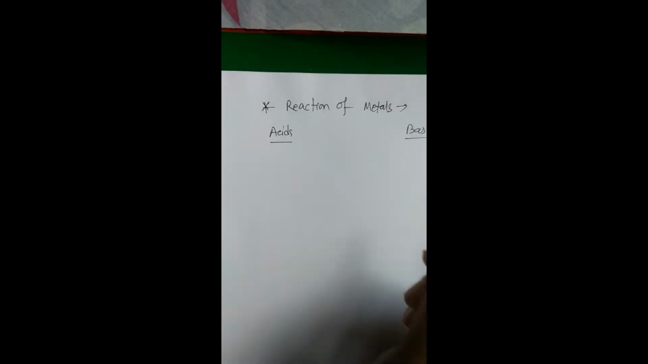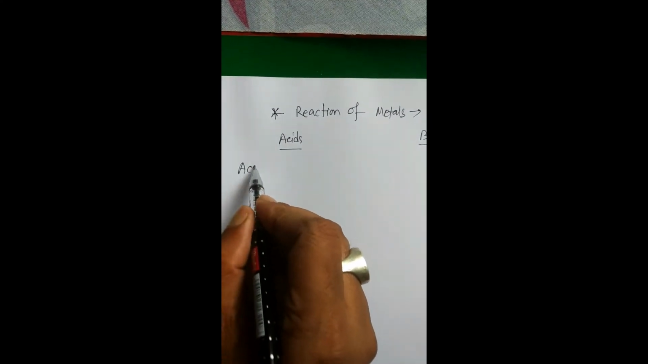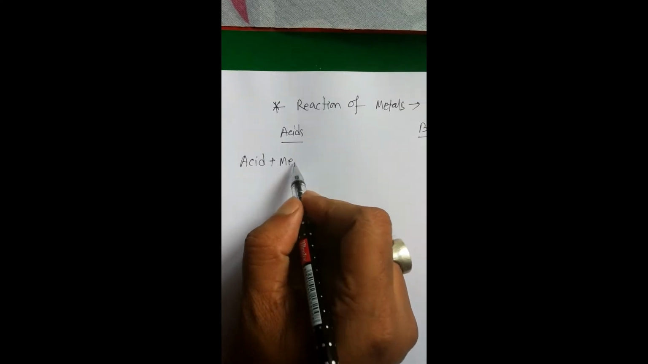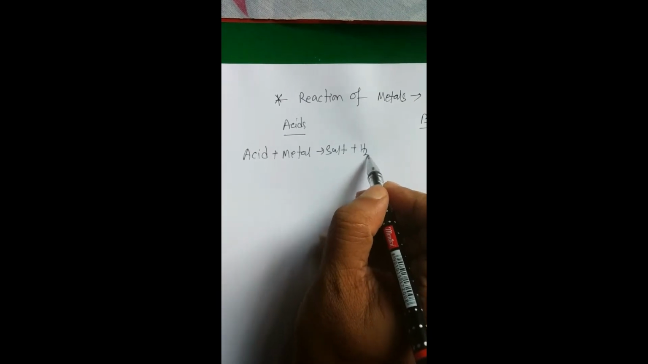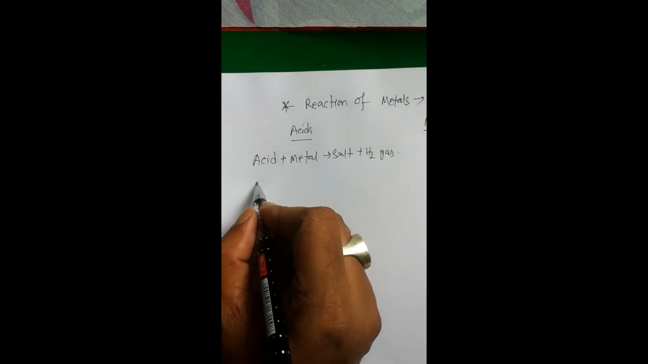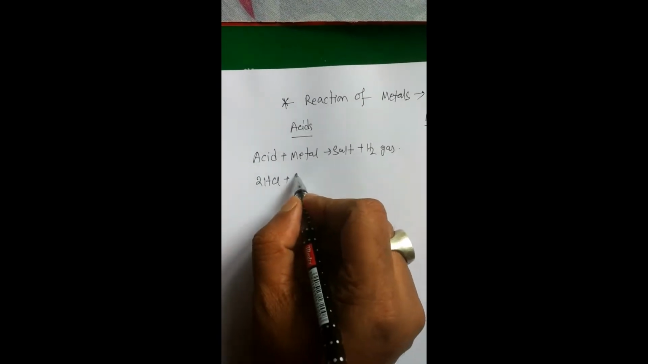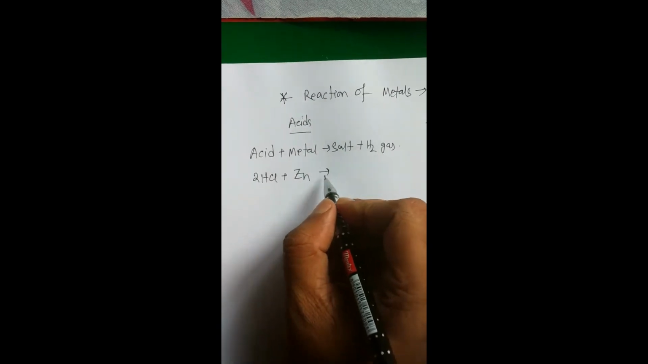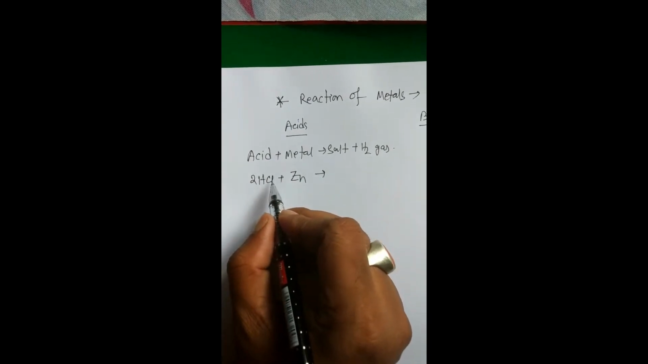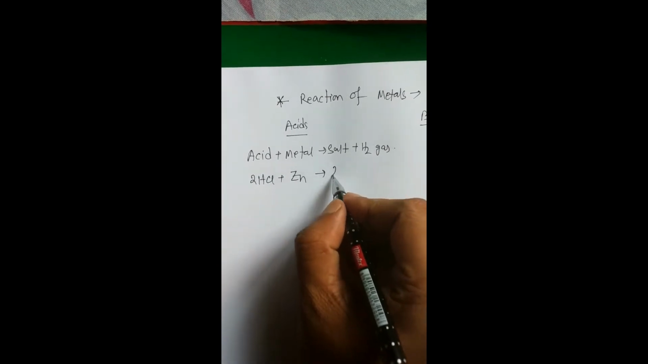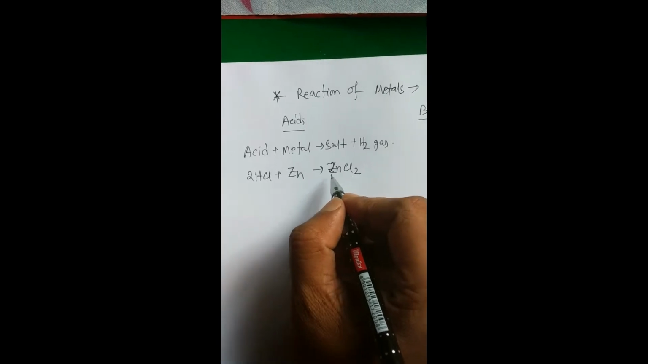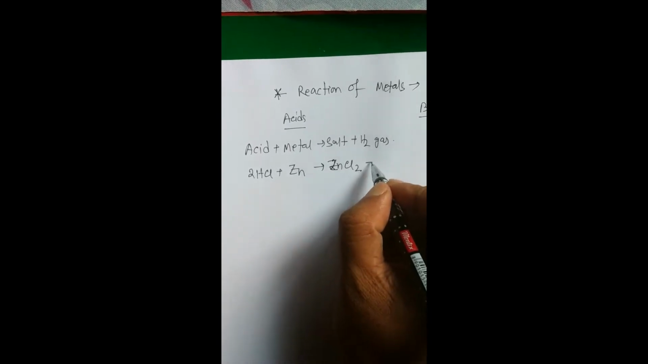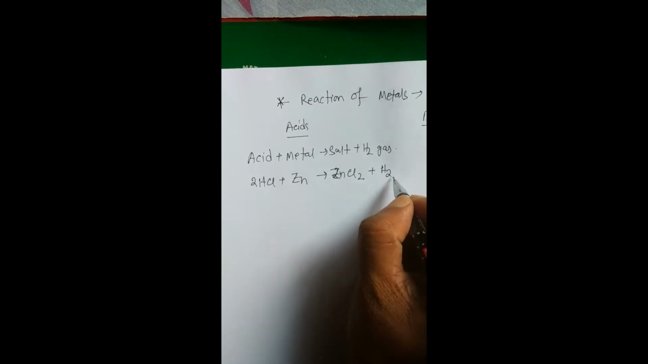So when an acid reacts with any metal, it will produce some salt and with that some hydrogen gas. Suppose we take an example, hydrochloric acid reacting with zinc metal. Then it will provide ZnCl2, as 2 hydrogen and 2 chlorine are present here, and zinc is bivalent. 2 chlorine monovalent and 1 zinc bivalent. ZnCl2 is a salt, and with that hydrogen gas.